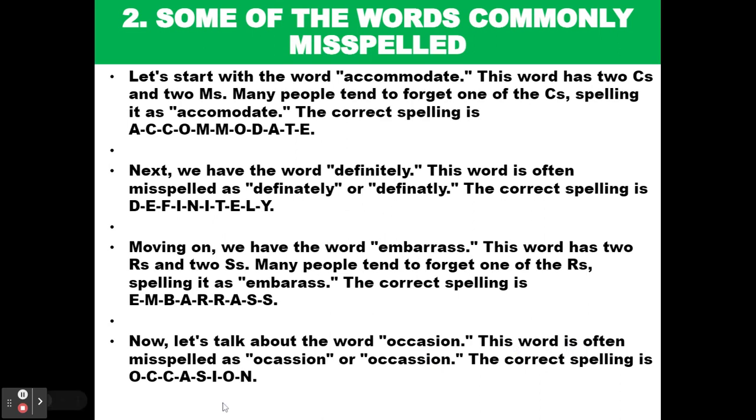Now let's talk about the word occasion. This word is often misspelled as OCASSION, that is omitting one C, or OCCASSION, adding an unnecessary S, because it should be one S, not two S's. The correct spelling is OCCASION, occasion.